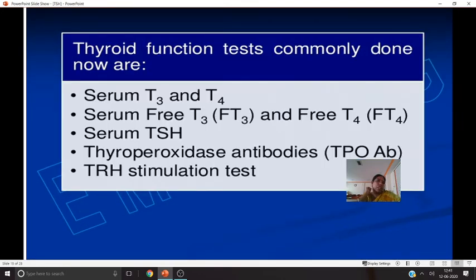So that's why thyroid function tests commonly done now are the recent thyroid function tests. These are serum T3 and T4, serum free T3, that is FT3, and free T4, FT4, serum thyroid stimulating hormone, thyroperoxidase antibodies, TPOAb, and thyroid releasing hormone stimulation test. These are some of the thyroid function tests commonly done nowadays.